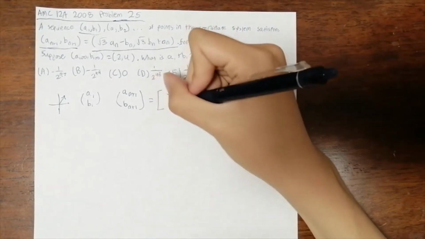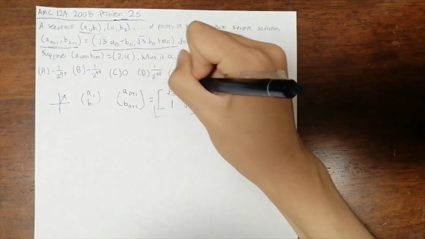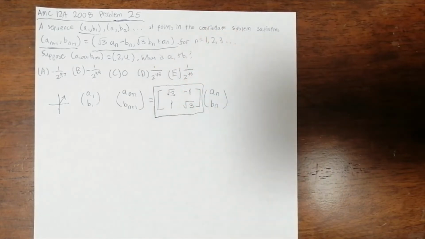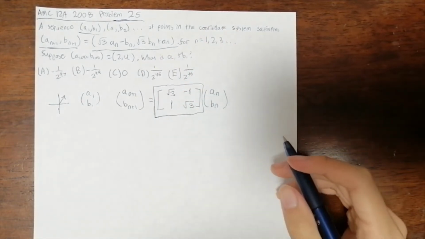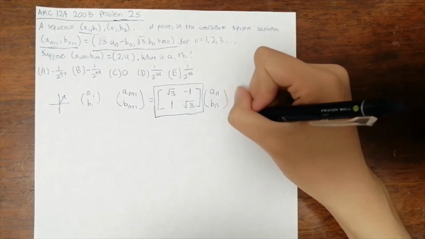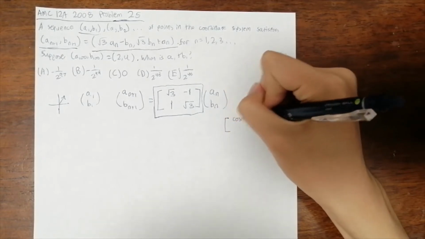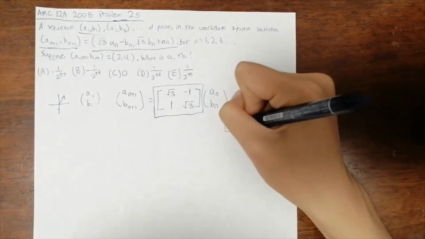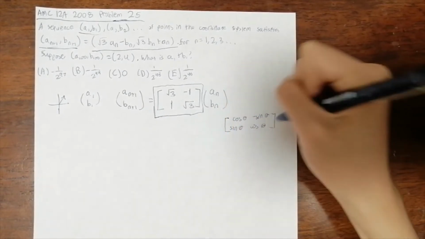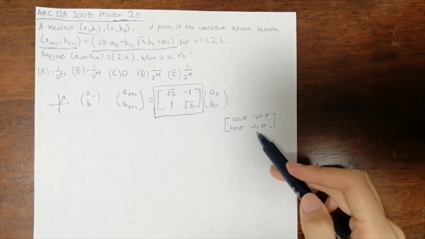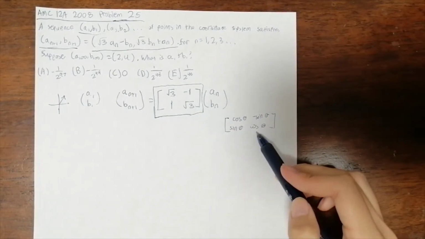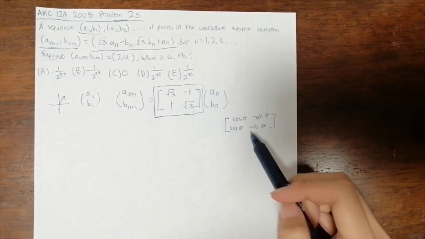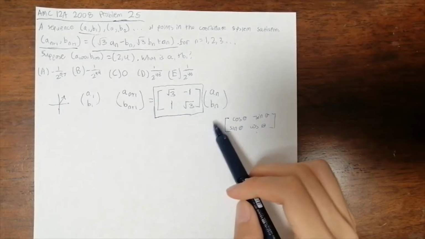Let's just look at this for a second. Those of you who are familiar with the rotation matrix might see this. The rotation matrix is basically cos theta, negative sine theta, and sine theta, cos theta. Basically what the rotation matrix does is if you multiply it by a vector, it will rotate this vector by theta degrees counterclockwise.